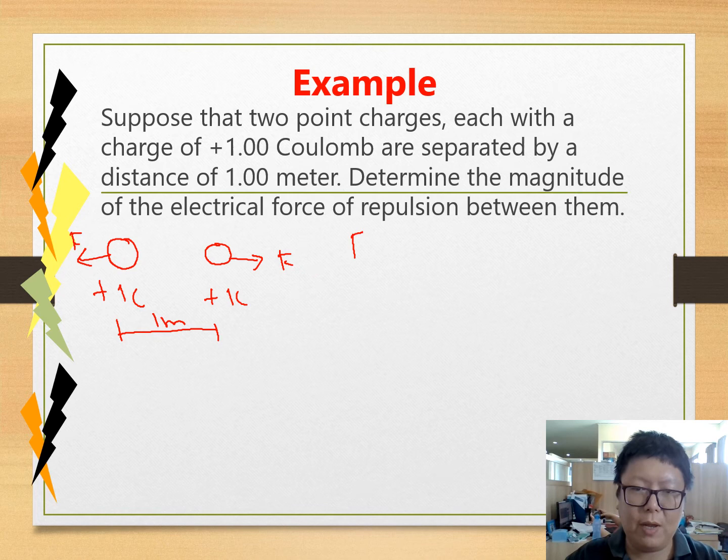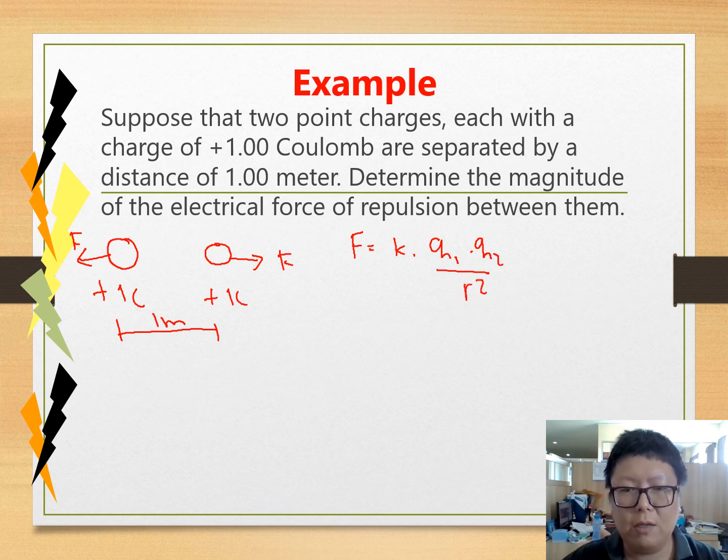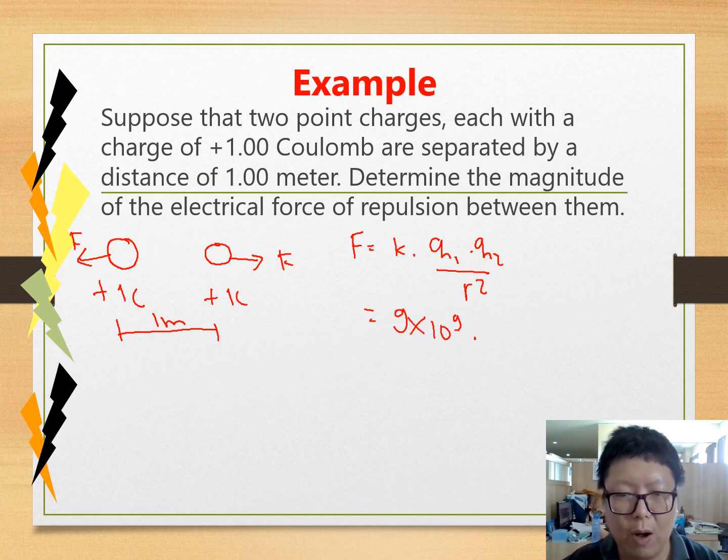Just put it into the formula F equals K times Q1 times Q2 per R square. Luckily this question already has SI units, so you don't need to make a conversion. So 9, the K. Don't forget the K. Usually the K is given in the question, but if it is not given, you have to memorize it. 9 times 10 to the power of 9, times Q1 is 1 coulomb times 1 coulomb again, divided by R square.